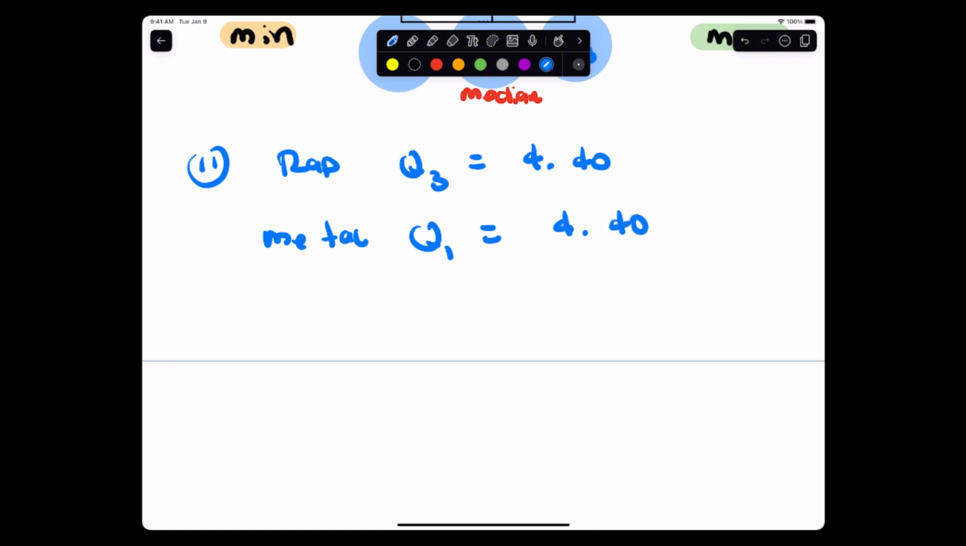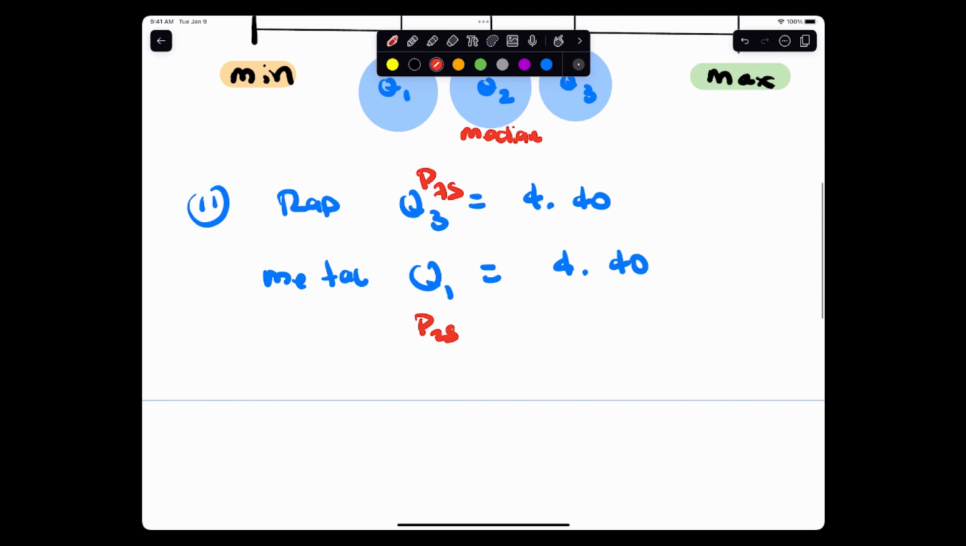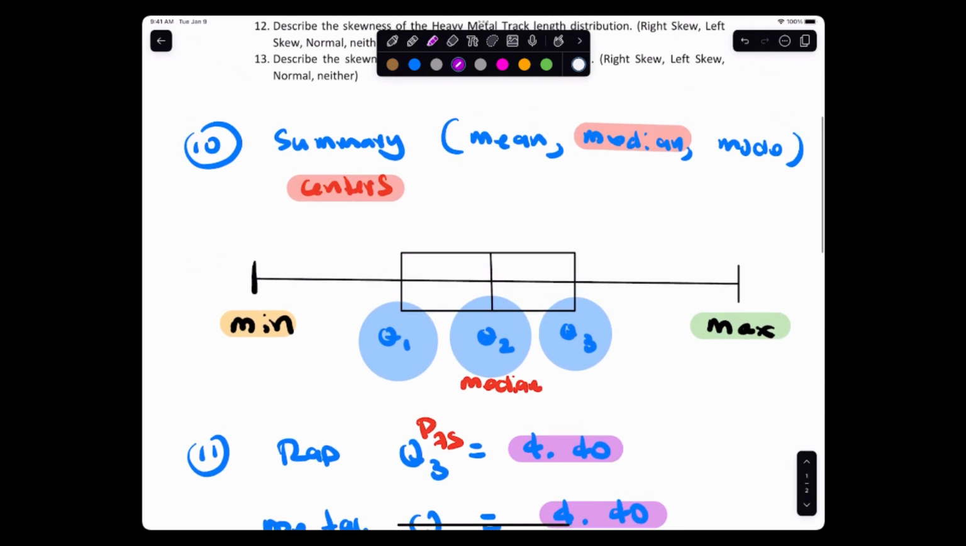So 25% are below that, because isn't this P25 and this is P75. Do you guys remember those things? So in number 11, they want you to know, what's the significance of that number? Well, it's just kind of that simple. 440 represents the third quartile for rap, but it is the first quartile for metal. Interesting observation.